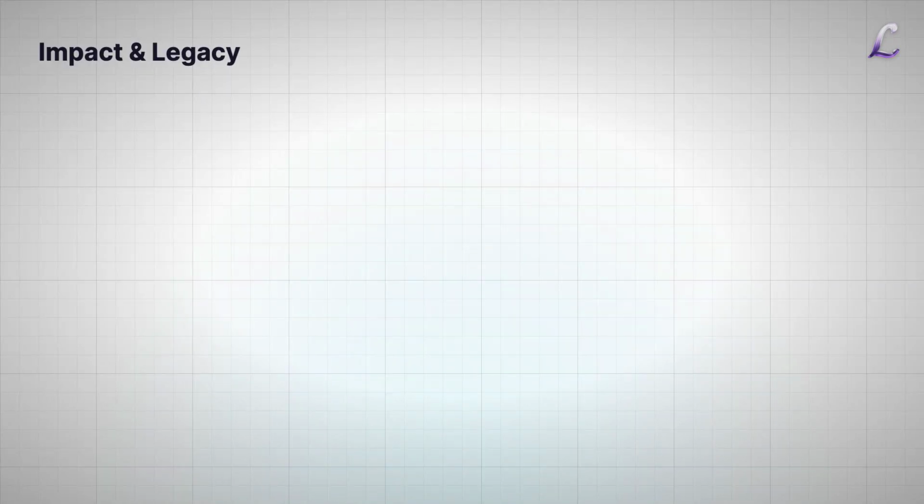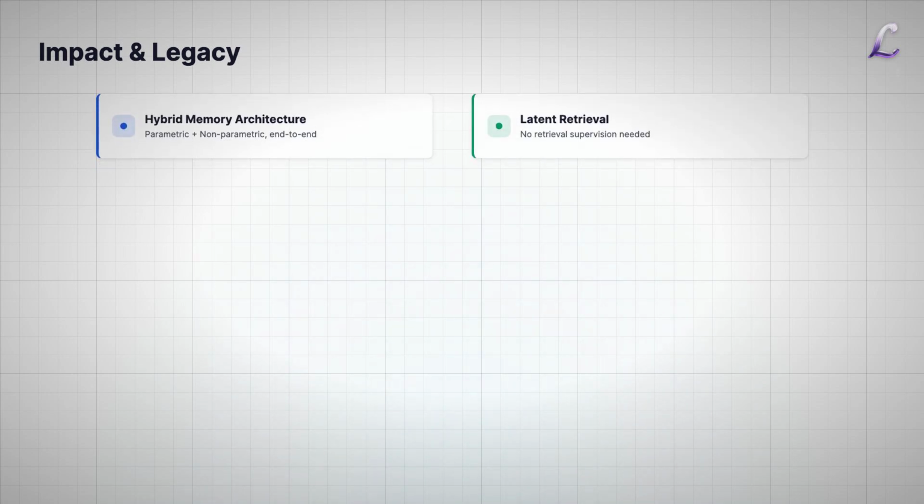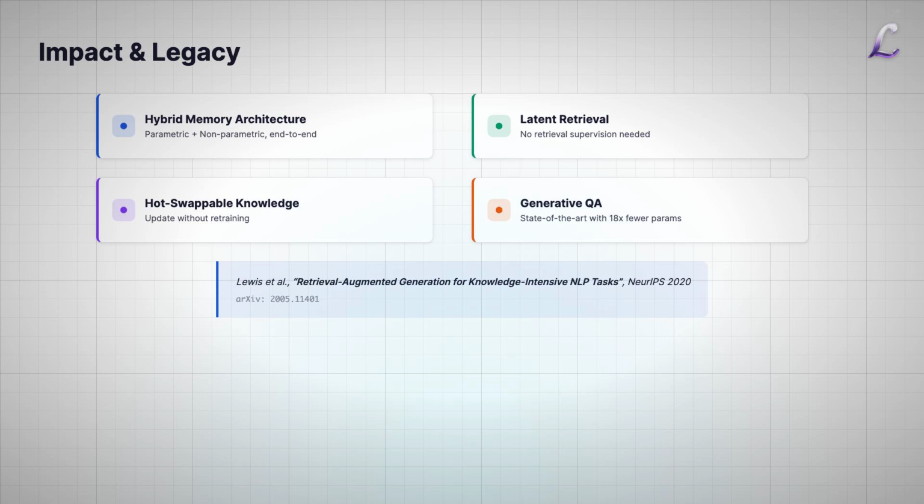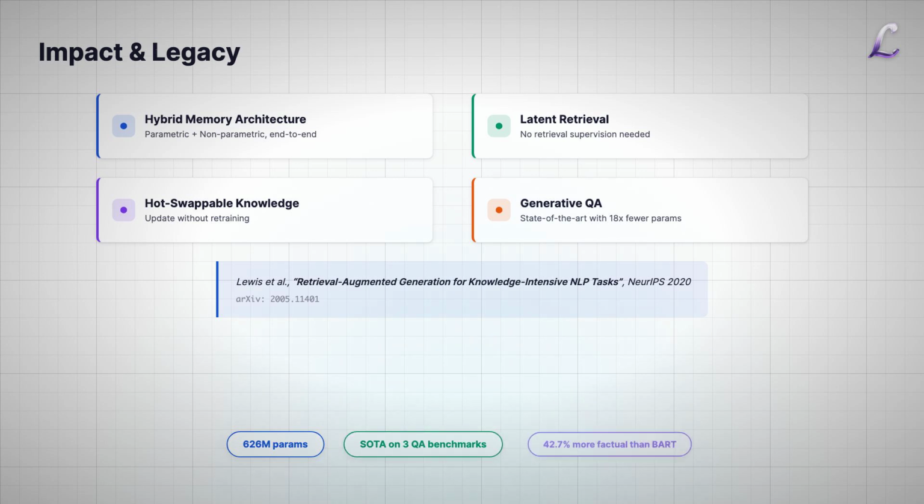This paper's impact cannot be overstated. RAG established the template for how the entire field now thinks about grounding language models in external knowledge. The core idea, treat retrieval as a differentiable latent variable and marginalize over retrieved documents, has been adopted and extended by virtually every major retrieval-augmented system since. The paper crystallized the key design dimensions that subsequent work explores: what to retrieve, how to retrieve it, when to retrieve during generation, and how to combine retrieval with generation.